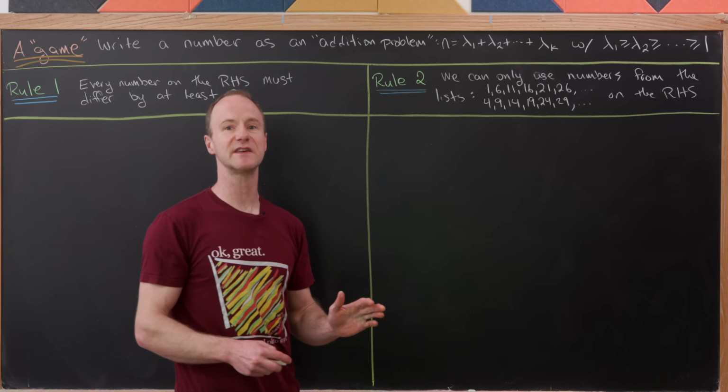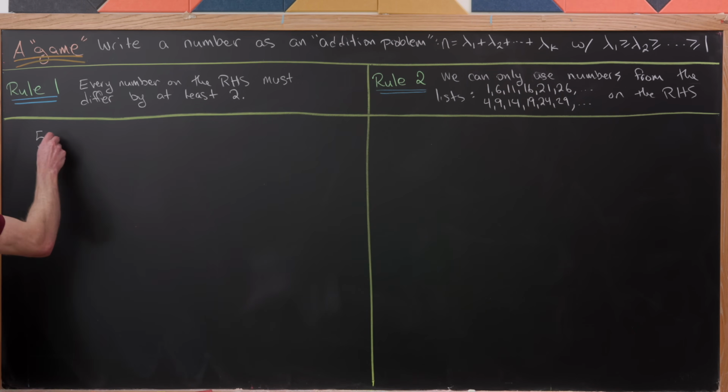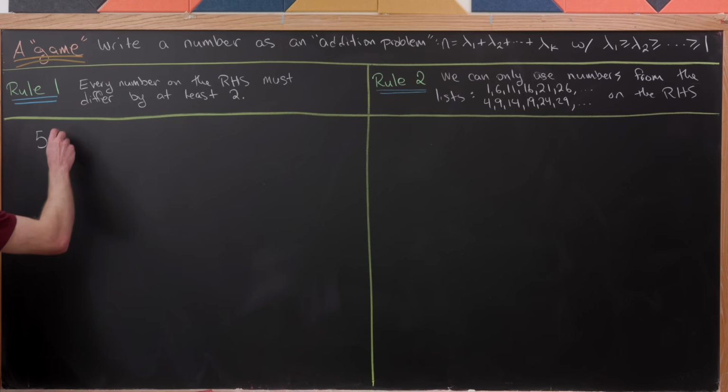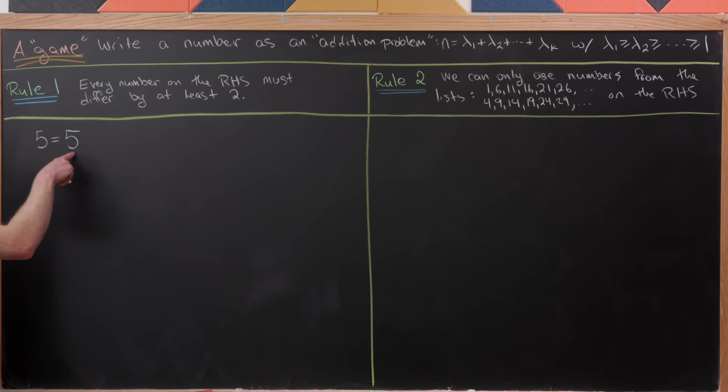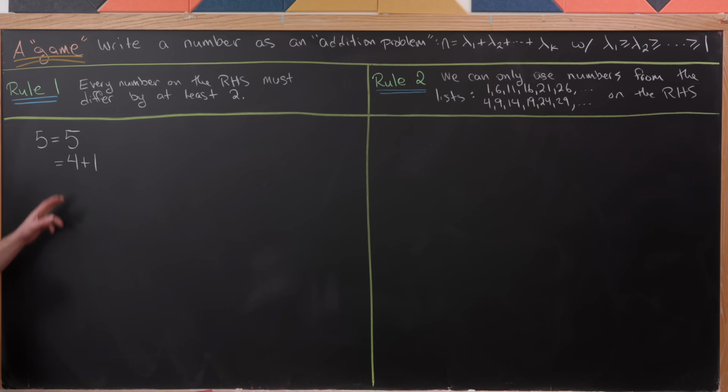Okay, so let's play this game for a couple of numbers. So let's start with the number 5. So observe that we could write that as 5. So this only has one piece, so this difference condition right here doesn't really apply. We could also write it as 4 plus 1. So notice the difference between 4 and 1, well, that's 3, which is most definitely at least 2. The next kind of obvious way that we could write 5 is as 3 plus 2, but 3 and 2 only differ by 1, so that doesn't work.